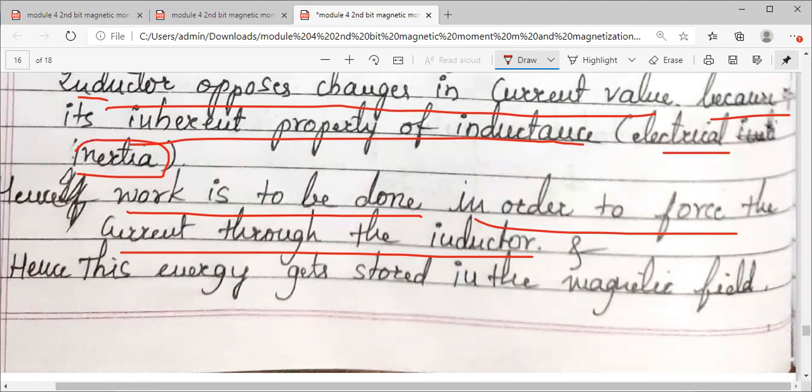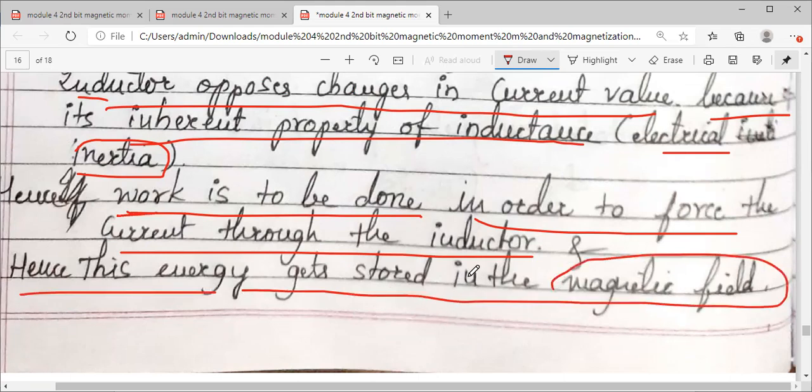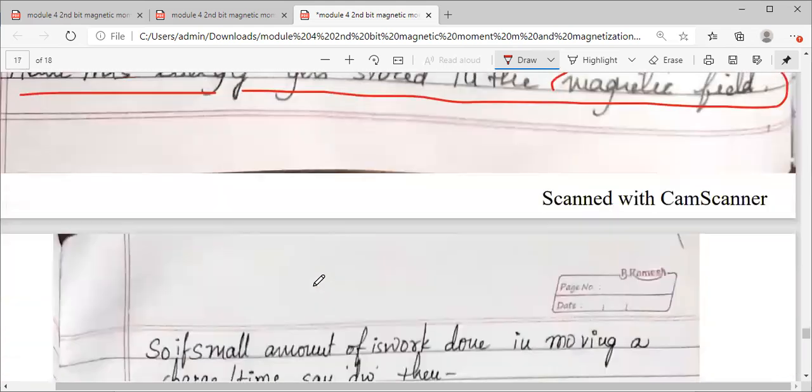So that's why the heading is energy stored in the magnetic field. Whenever the energy concept comes, inductance will come into the picture. Work has to be done in order to force the current through the inductor, and this energy gets stored in the magnetic field. Fine. So we will see what that energy is.